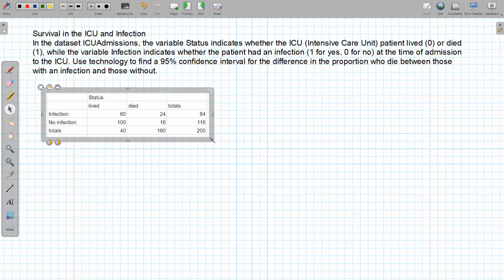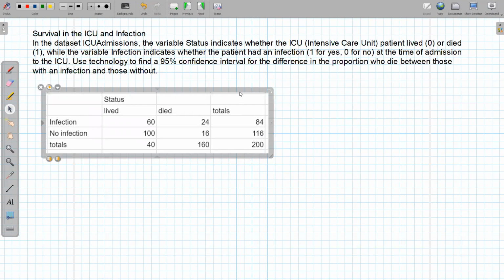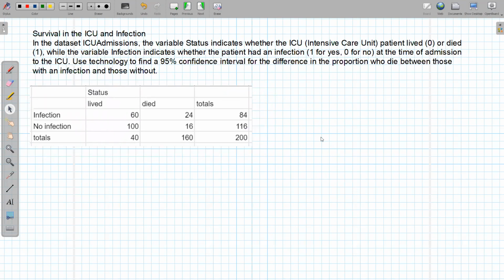All right, so what are we doing again? We've got ICU admissions data, and we have two variables. The status variable indicates in the intensive care unit whether the patient lived 0 or died 1. And again, I had the computer count those up. The other variable was, did the inpatient arrive with an infection or not in the ICU? And so then we have 1 for yeah, they had an infection, or 0 for they didn't have an infection. And I told the computer to count all the zeros and ones in the right order. And then I have some totals here.